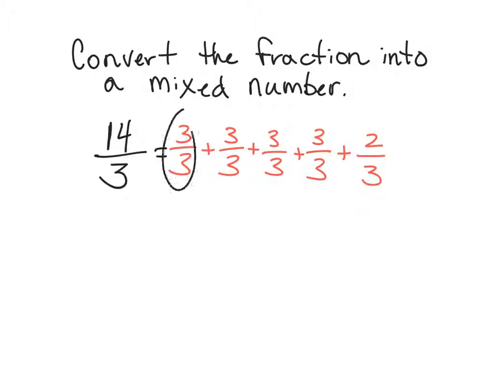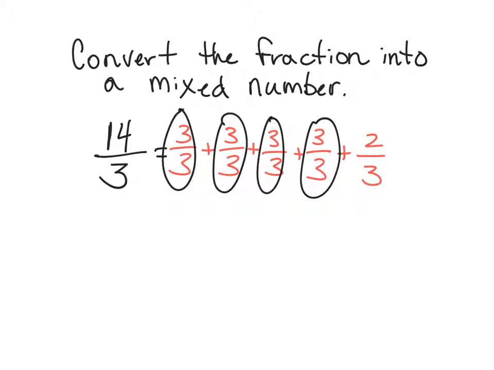So how many groups do I have? I've got 1, 2, 3, 4 groups of 3 thirds. So 4 times 3 thirds. And I need to add on the additional fraction that's left over, which would be 2 thirds, which would give us all 4 groups, 4 wholes, and 2 thirds left over.